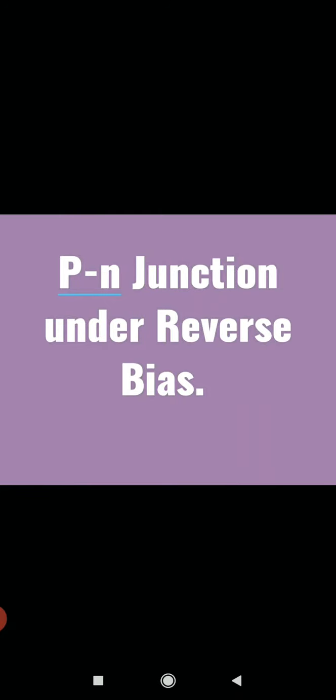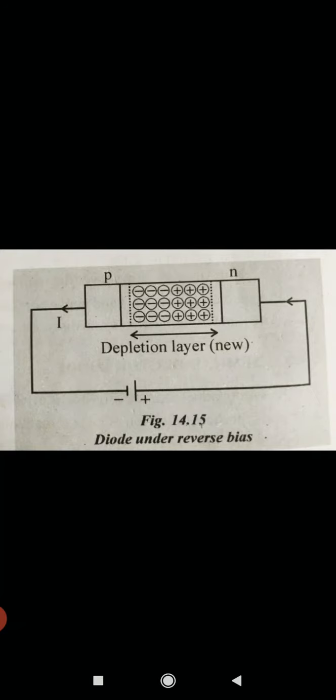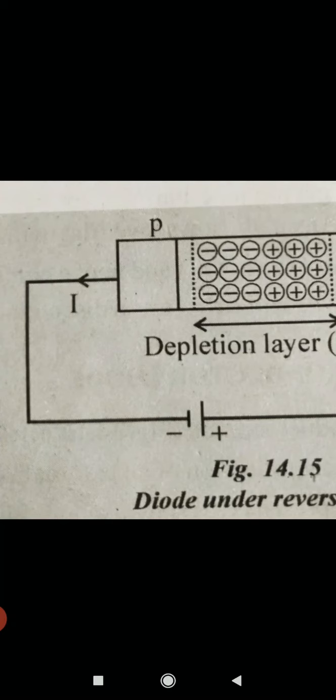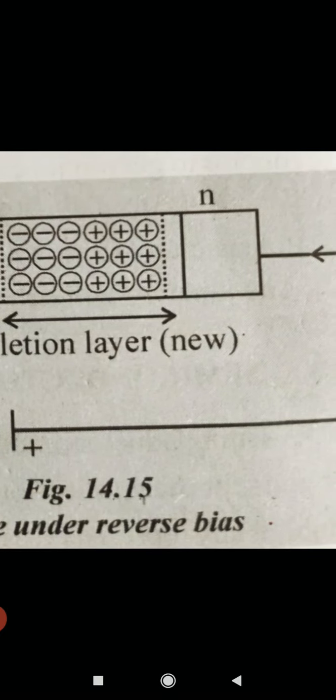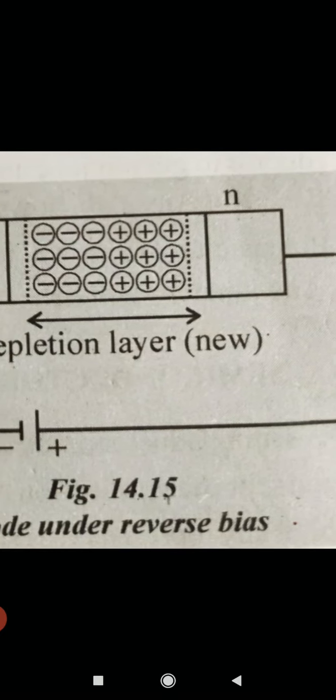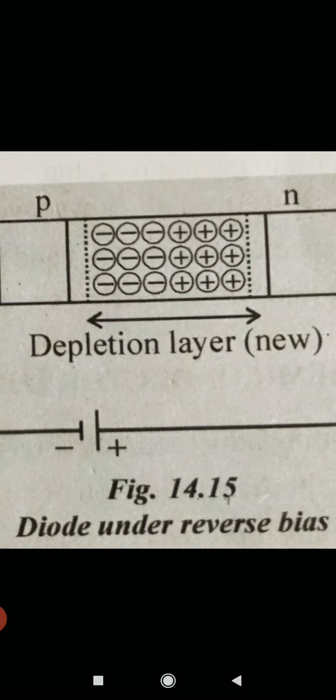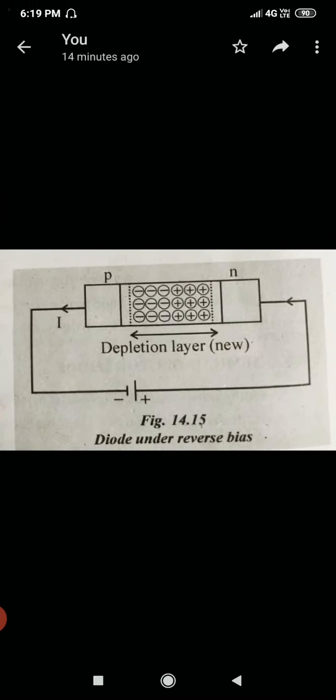Next is the p-n junction under reverse biasing. From the word itself, you can define what reverse biasing is, which is the opposite of forward biasing. From this figure you can define it. The p side of the p-n junction is connected to the negative side of the battery. The n type of the p-n junction is connected to the positive side of the battery. This is reverse biasing.